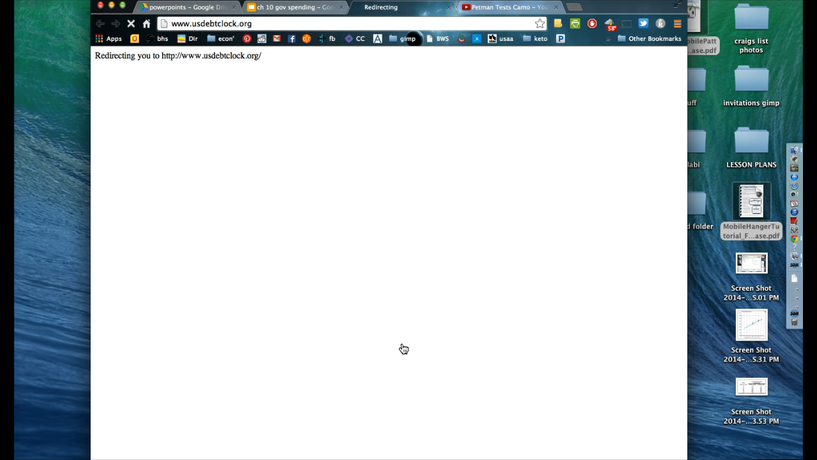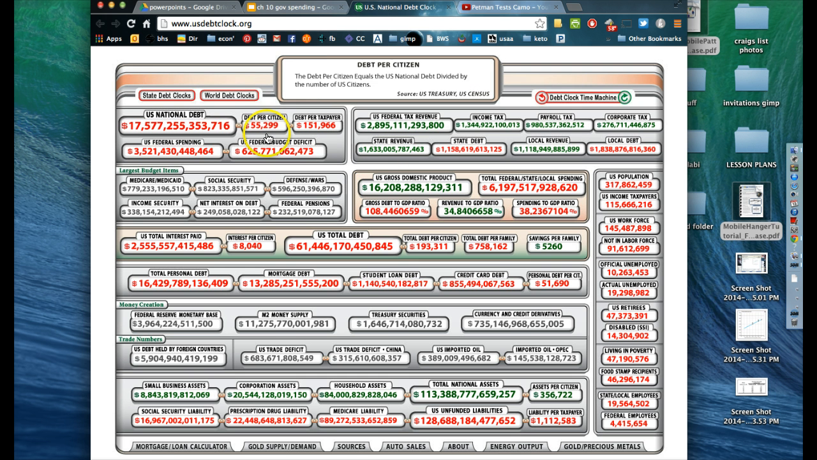See if we take it to the website. Yes, here we go. This is our current U.S. national debt. So it's gone up even since I last put this in. It's currently $17,577,255,000 and counting. This clock over here is the debt per citizen. So if we took our national debt and broke it up by the number of individuals that live in the country, 317 million, that would be how much each individual person owes.